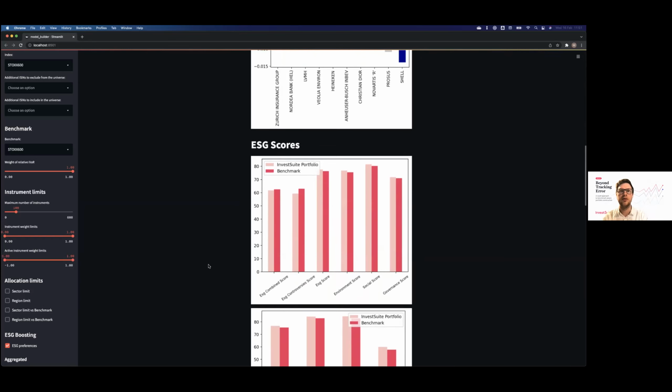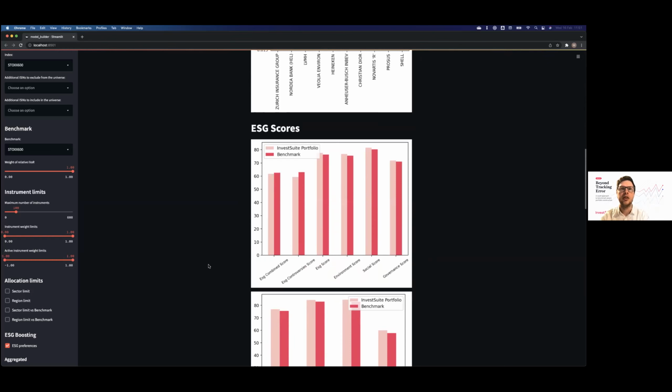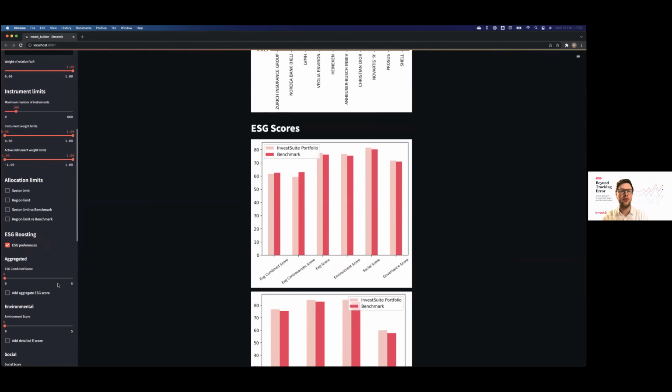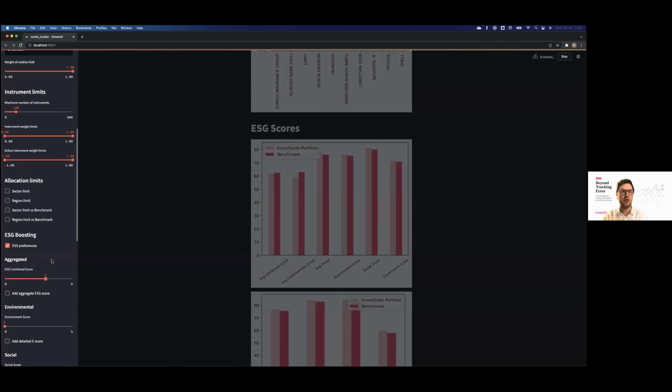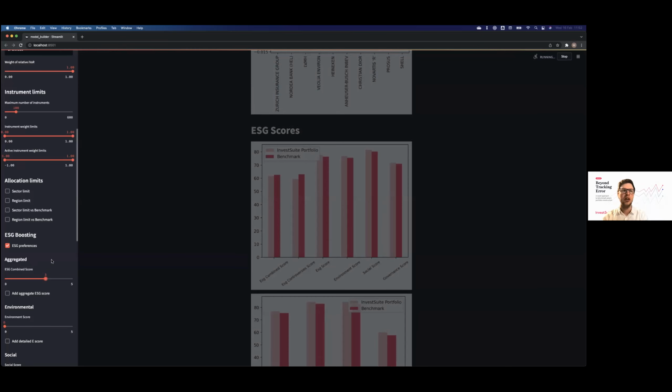So for example, if you look at the ESG scores, then of course, both for the portfolio that we constructed and the one of the benchmark, the ESG scores are very similar. Now let's suppose that ESG is very important for you or for your client, then you can tilt your portfolio. So let's tilt your portfolio now against an ESG combined score. So on an overall level, you want to increase the ESG performance of your portfolio. Then you just give a tilt to the ESG combined score.